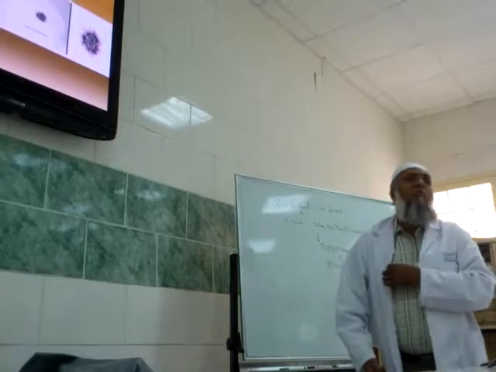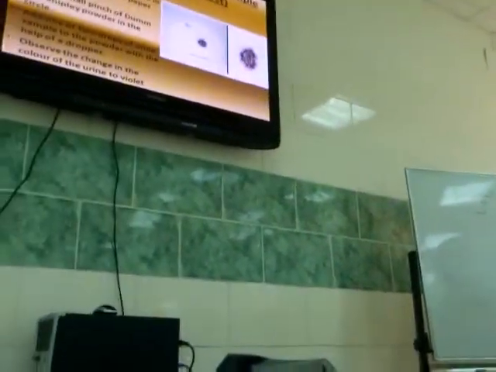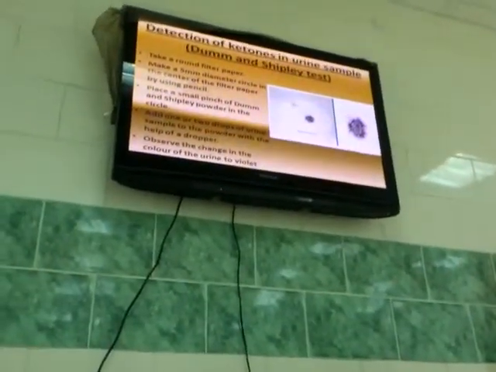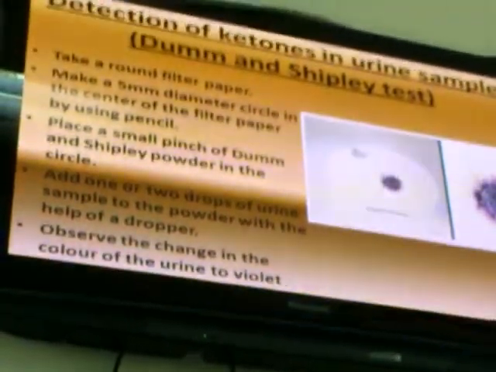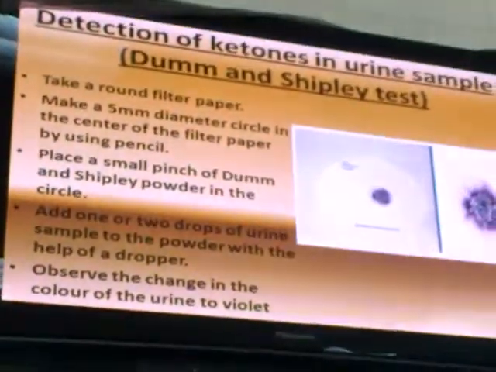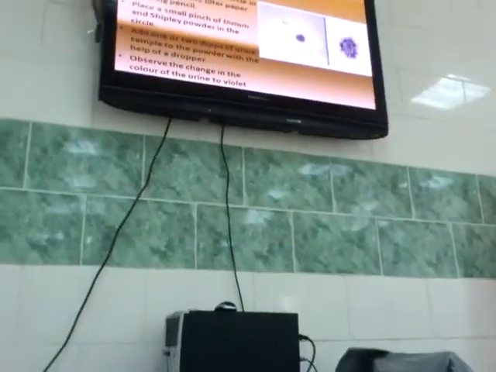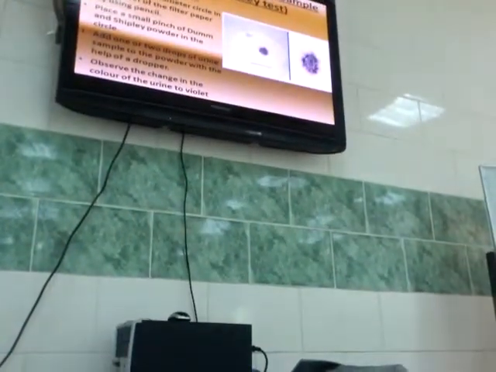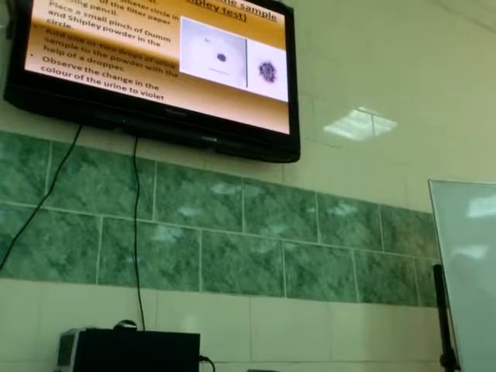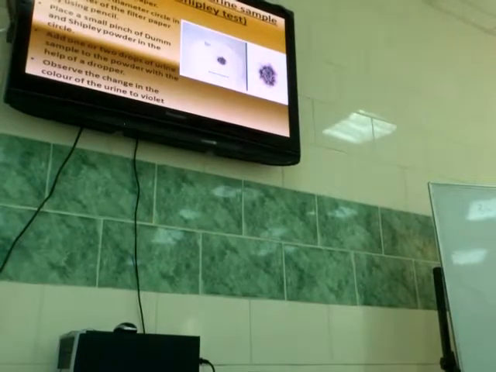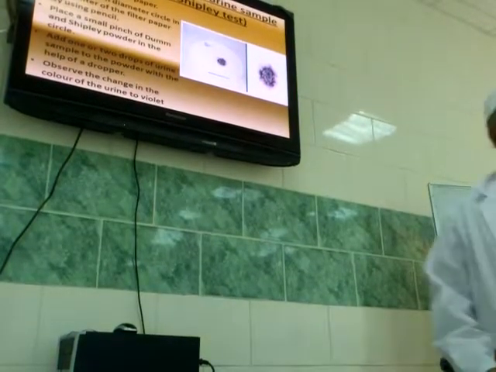Thirdly, you have to detect another thing which is called ketones. The ketone bodies are found in the urine; normally they are not, but in a person like a diabetic, you will find ketone bodies because of the breakdown of fat particles.